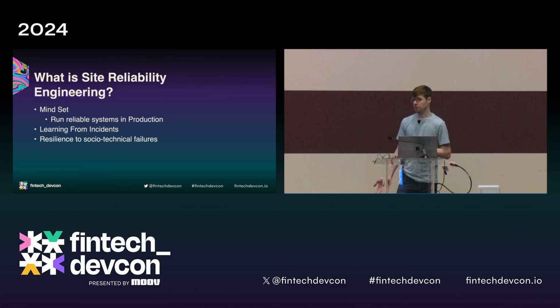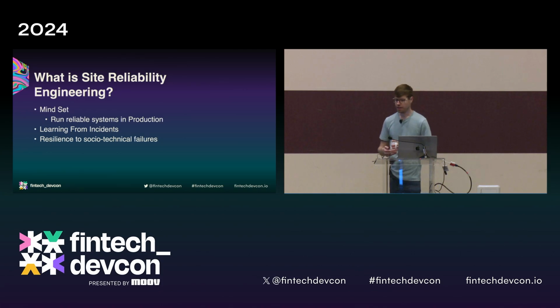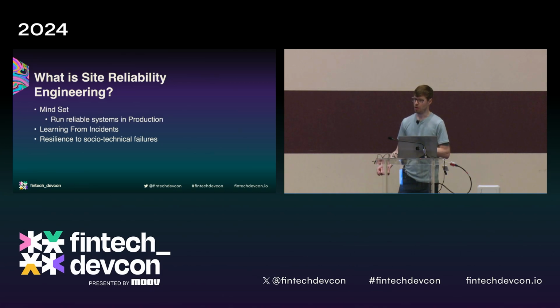It's about learning from incidents. It's taking the issues that we're having, whether they're socio-technical or purely technical, and re-looping that back into our process. And then also, it's resilience to socio-technical failures. So whether or not it's a process failure, maybe we didn't ping the right people, we need to fix that too.